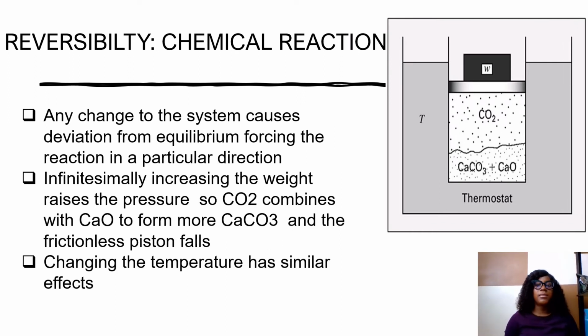So based on this chemical reaction, any change in the system can cause the equilibrium to go in any particular direction. So for example, if the weight is increased, then that will basically raise the pressure. So more CO2 will combine with the calcium oxide to form more calcium carbonate, and therefore the frictionless piston will fall. If we also change the temperature, we will have a similar effect.